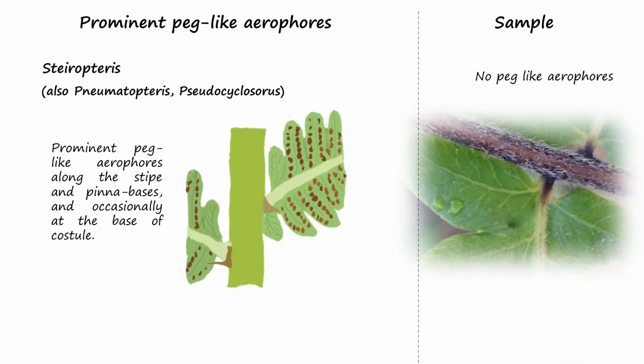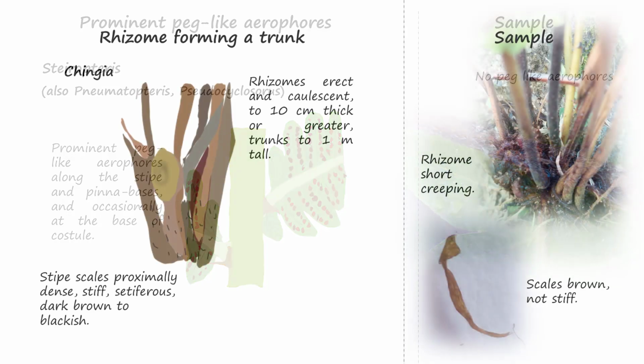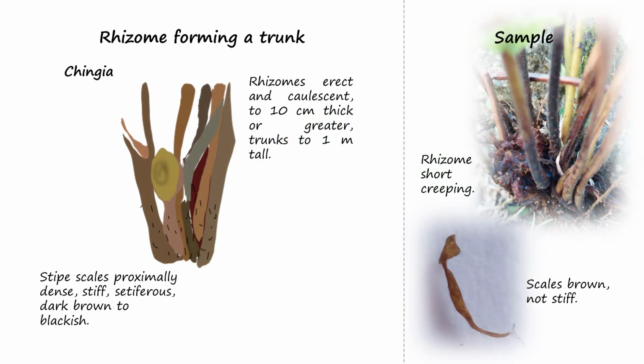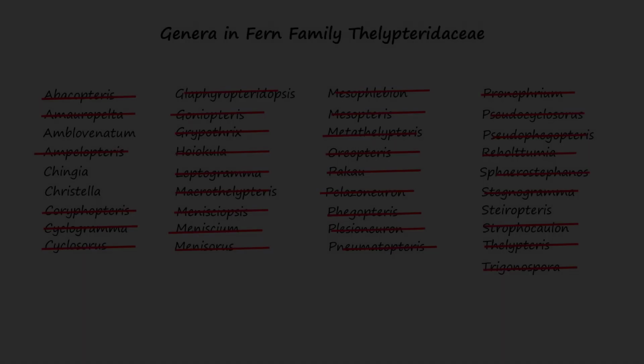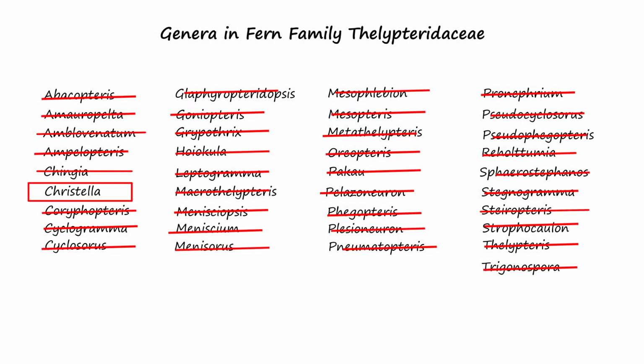The sample was not from the genus Thayeria or Pneumatopteris, as unlike the sample, they had prominent peg-like aerophores present along the stipe and pinnae bases and occasionally at the base of the costule. Chingia was eliminated as the species identity due to its distinct rhizome, which is erect and coalescent to 10 cm thick or greater. Thus, the sample was identified as being from the genus Christella.